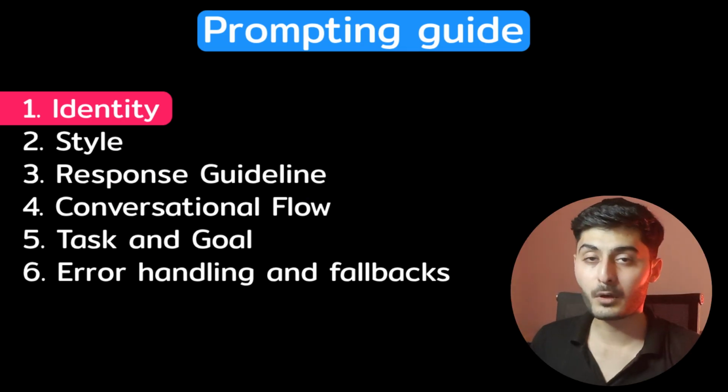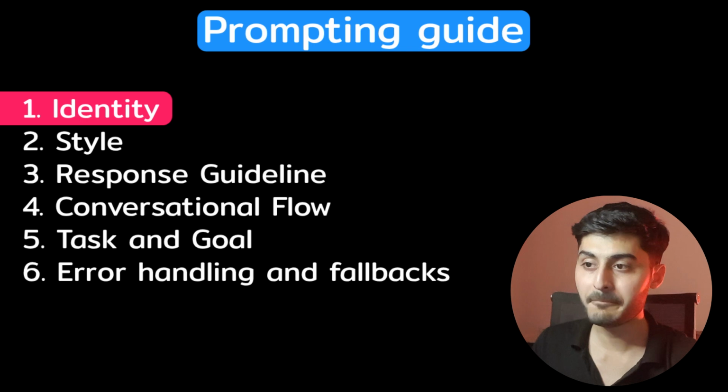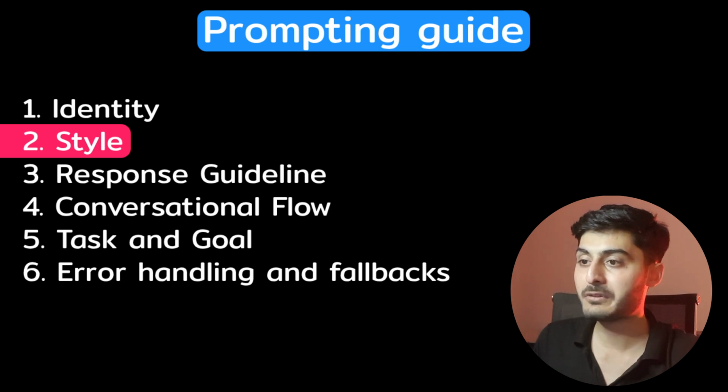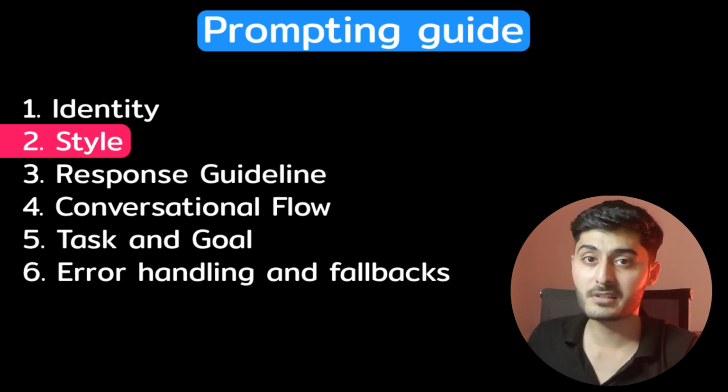Now, when writing a prompt, make sure that you define the identity of the AI agent. In the identity, you have to define the role of the AI agent as well as the expertise you want it to have. Then comes the style. In the style, you have to define the tone and style of the assistant that it should use in the conversations. Here you can also give some examples of conversations you want it to have, which will help it understand the style better.